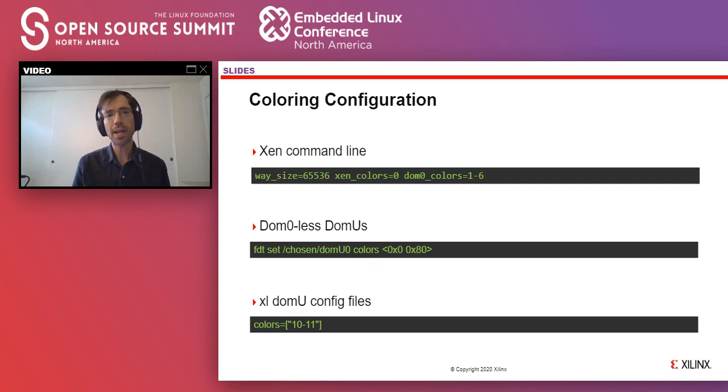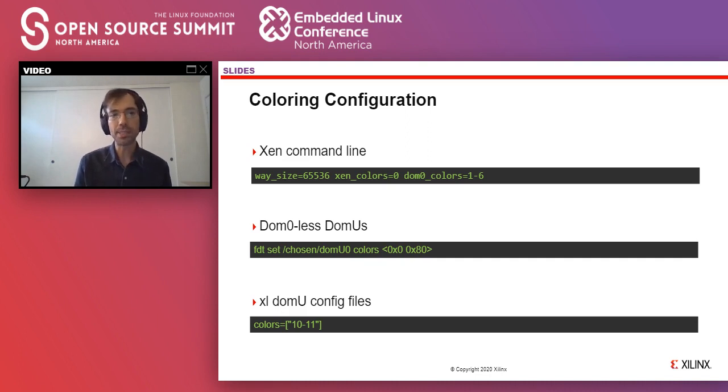That means if you specify Xen colors equal 0, you're giving up to 256 megabytes of RAM for Xen memory, which is way more than enough. And when you specify DOM0 colors from 1 to 6 for DOM0, it means you have up to 1 gigabyte and 256 megabytes for DOM0. This does not automatically mean that you are allocating 1 gigabyte and 256 megabytes to DOM0, because you still have a separate parameter, the good old DOM0 mem parameter, to specify the memory for DOM0.